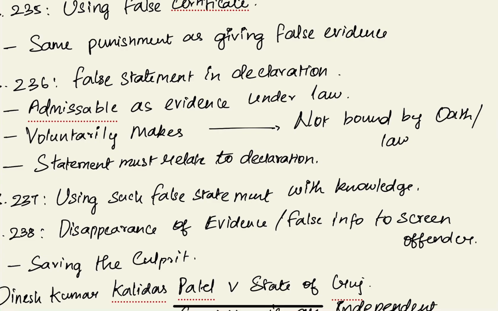Section 236 deals with false statement in declaration. Any declaration that has been made which is admissible in the court or under the law, and such declaration has been made voluntarily but not under oath or any other law, then the person shall be made liable under this section. But the key thing to know is that the person making such a false statement must relate to the declaration that he is making.